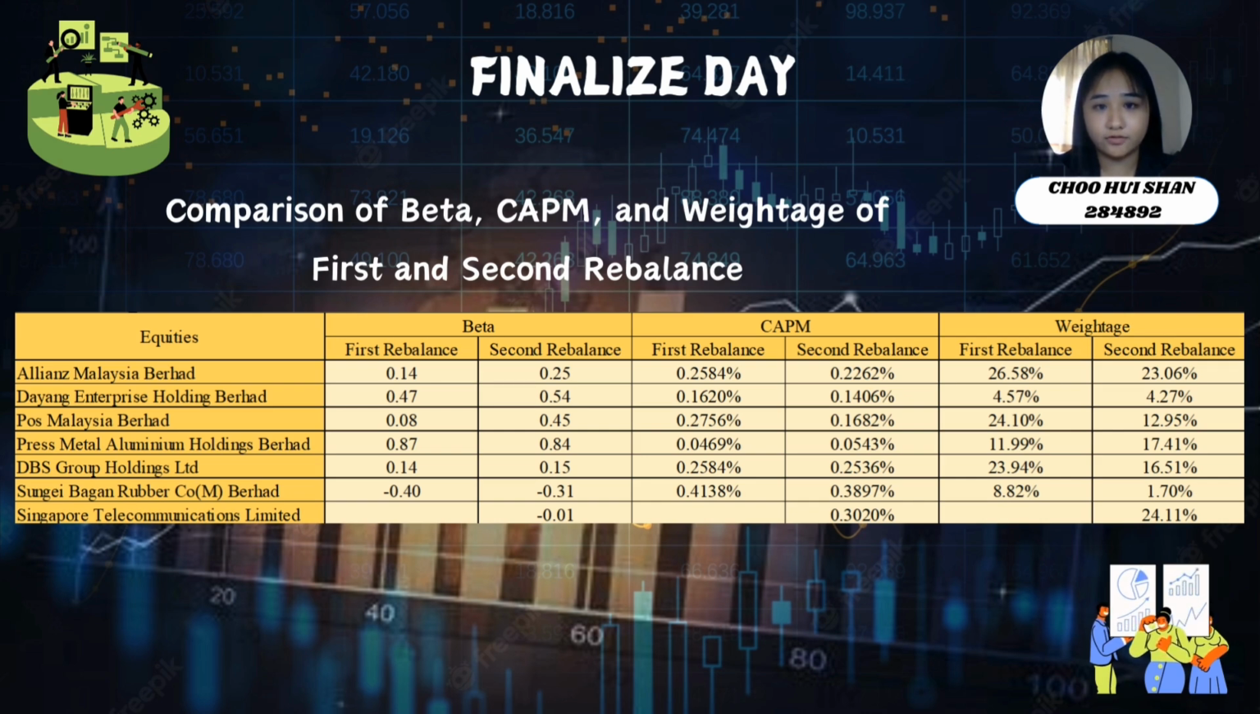0.31 in the second rebalance, while the CAPM is the highest in both rebalances, with a value of 0.4138% in the first rebalance and 0.3897% in the second rebalance. This shows that the company is low risk but has a high return. A negative beta may safeguard investors from market downturn while lowering the portfolio risk. It also can enhance the total risk of the portfolio along with risk-adjusted return.